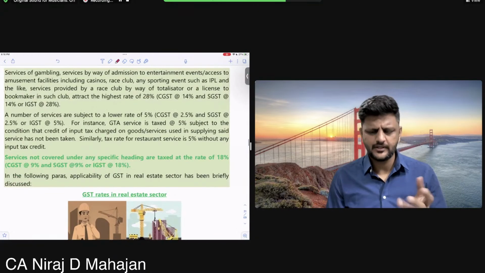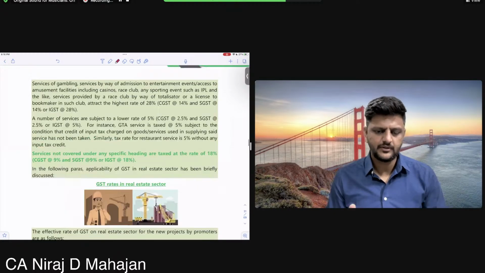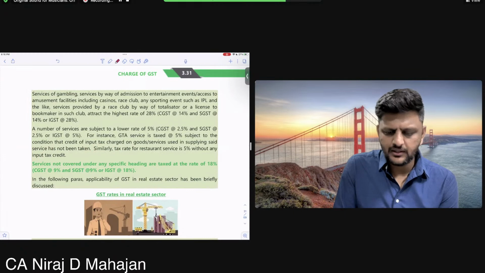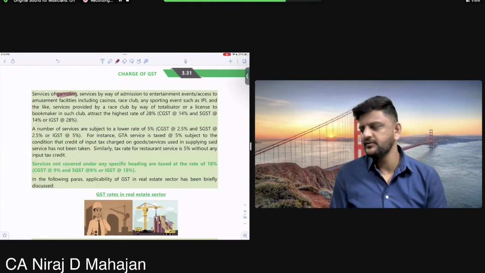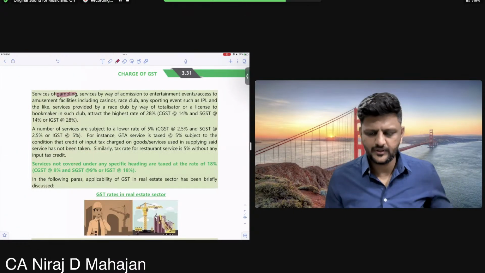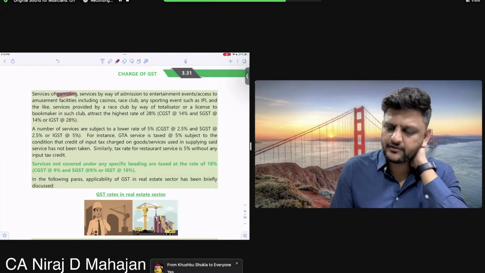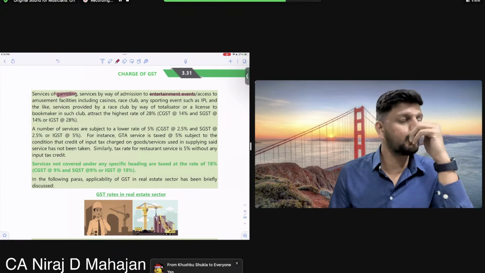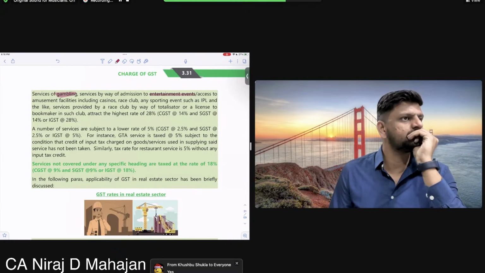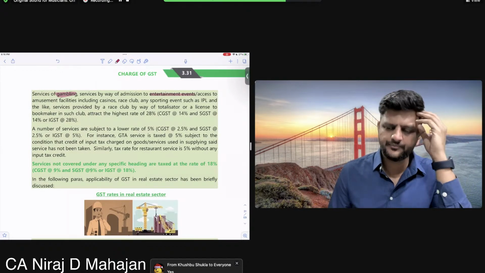Ready? Let's just check some quick examples given here. Services of gambling, luxury or necessity? Luxury. Then admission by way of admission to an entertainment event. What will you say? Events, music events.